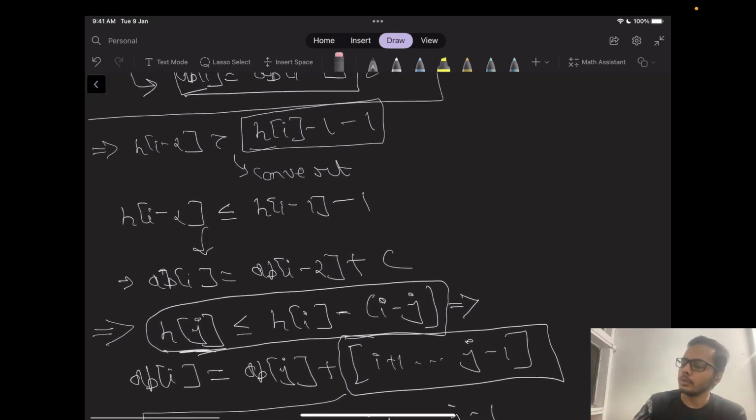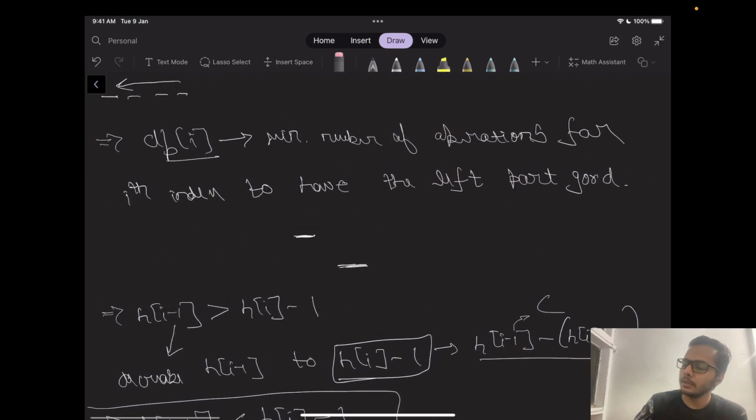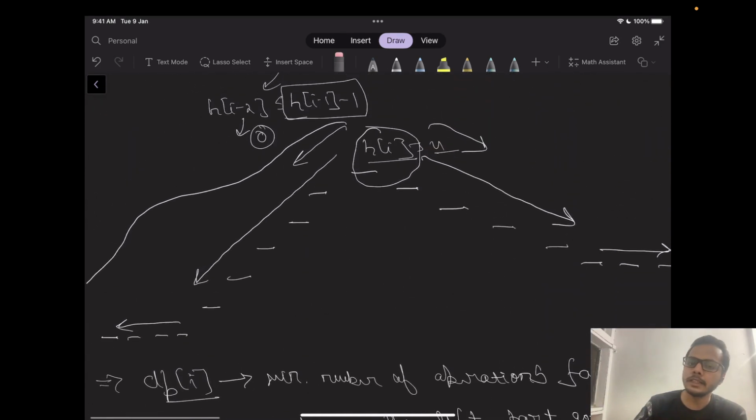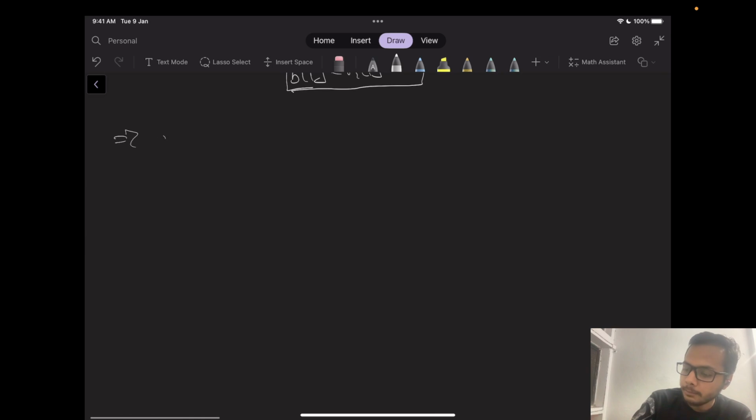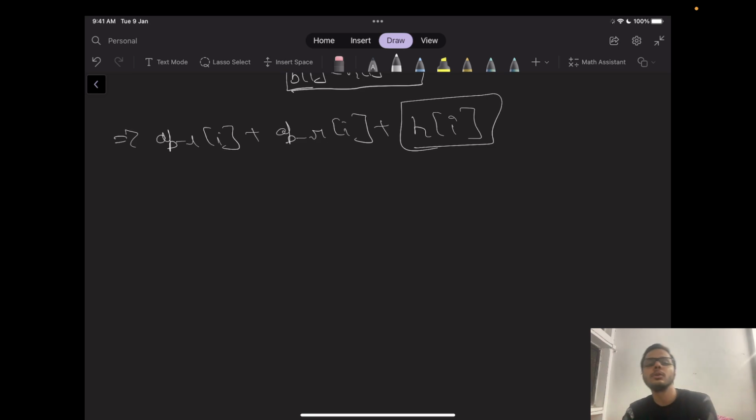So this way you can find out the dp values for the left half, and in a completely symmetric way, you can solve for the right half. And then you can add those dp values. So the answer is going to be, for every I, the minimum cost is going to be dp left of I plus dp right of I plus h of I. H of I is going to be the cost of your explosion. Okay. So this is how you solve this problem.